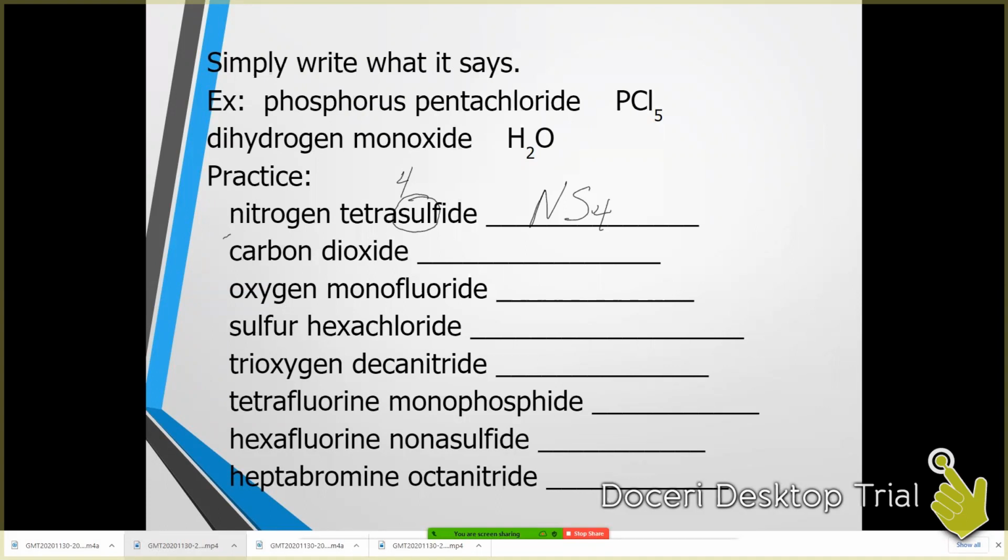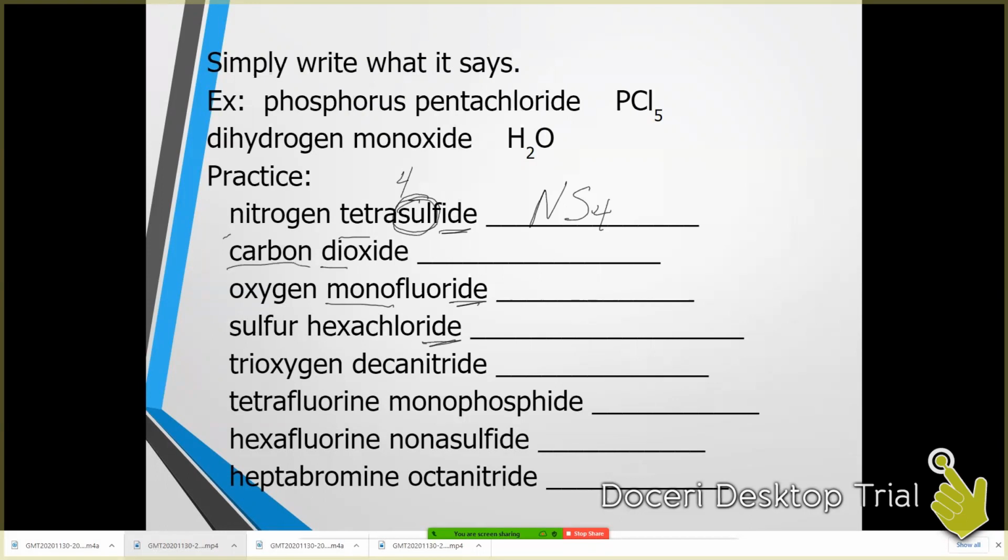Notice that the first element would never start with mono. In other words, the first element only has a prefix when you have 2 or more atoms of that. The second element, you can see it always has a prefix, even if it's mono. And then the ending is changed to "ide," kind of like we've done with our ions before. So you have to look kind of to the middle past the prefix to get what root you're talking about.